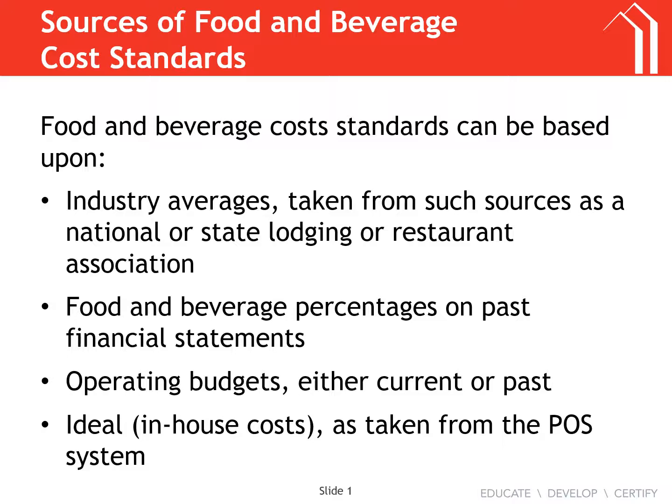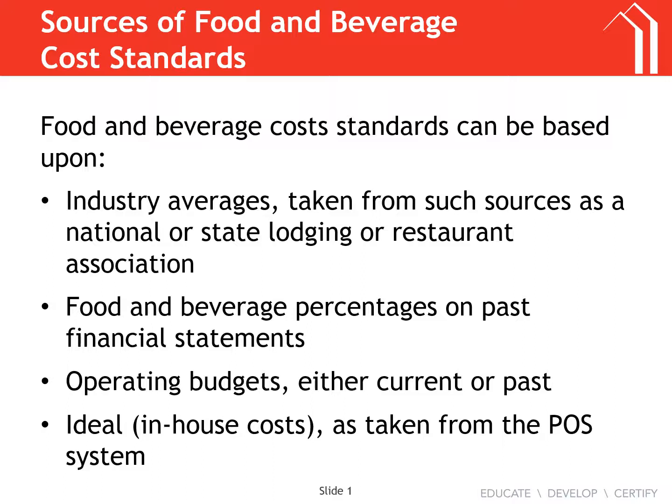The benefits are outstanding. You can look at food and beverage percentages on past financial statements. If last year was at 26.5% food costs, year before 27.2, year before that 27.1. So you get a feel. It's like, okay, my food cost should be between 26 and 27 or 27.5%. And of course, you're assuming your menu hasn't changed and a lot of the external factors haven't changed as well.